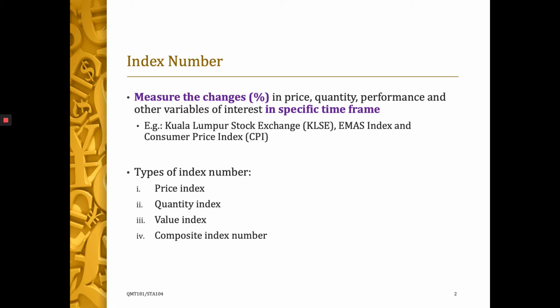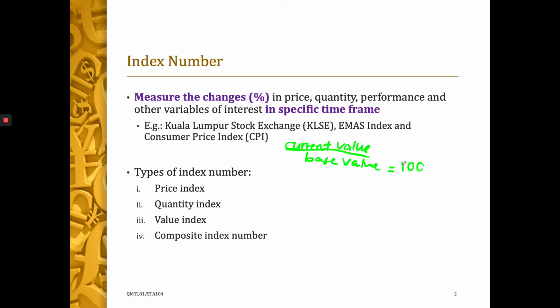Now, to find an index number, we use the ratio of the current value to the base value. This base value is based on a previous year. Let's say, for example, this is 2020. So your base year may be 2019 or 2018 or 2017. And your base year is always expressed in terms of 100.